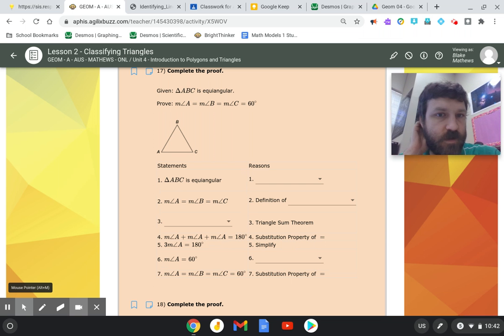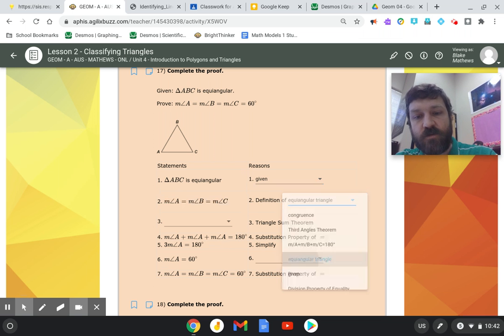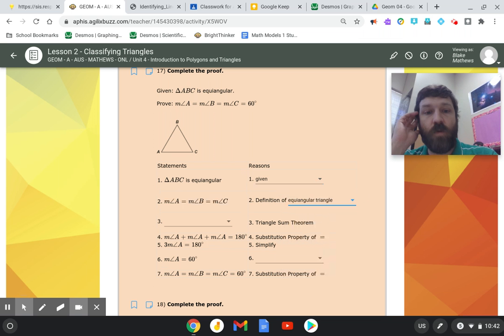Okay, so in this proof, it says triangle ABC is equiangular. Well, we know that that's the given, so we're going to put that as the answer here. We are given the fact that ABC is an equiangular triangle, and they want us to prove that the 3 are equal to 60 degrees. Well, we know that angle A equals angle B equals angle C, and that's just the definition of equiangular triangle. That is actually what an equiangular triangle means. It means that the 3 angles are the same measure.